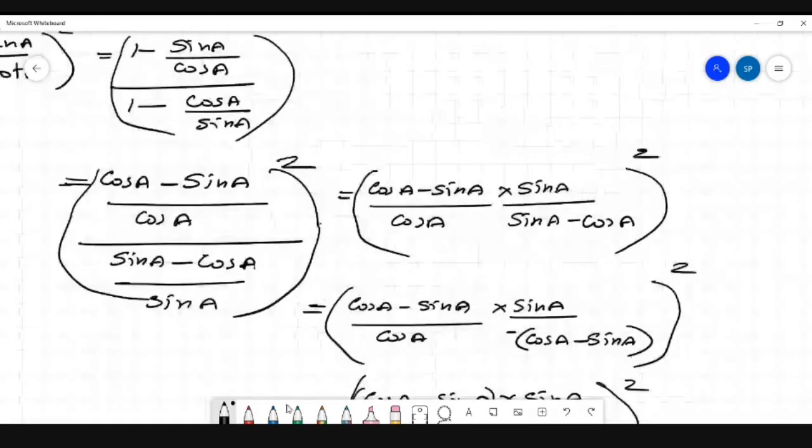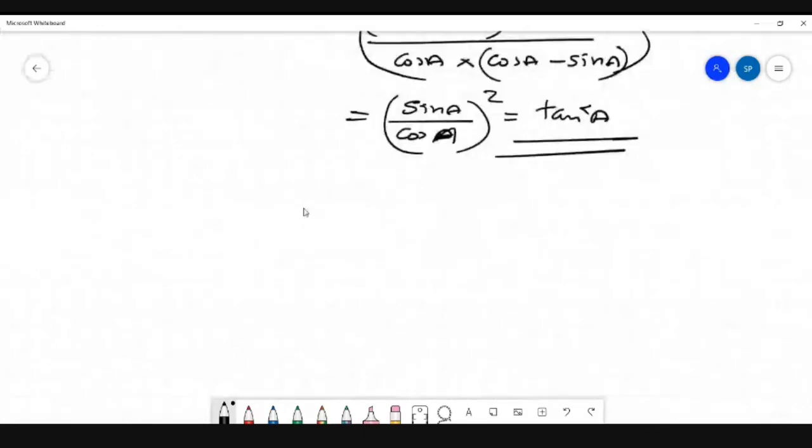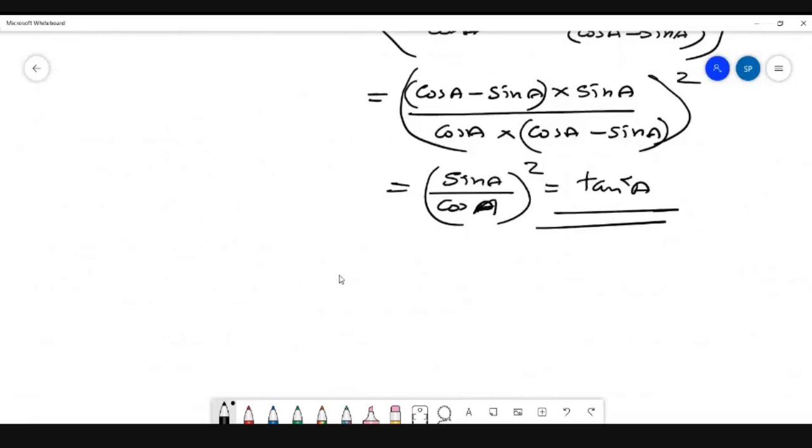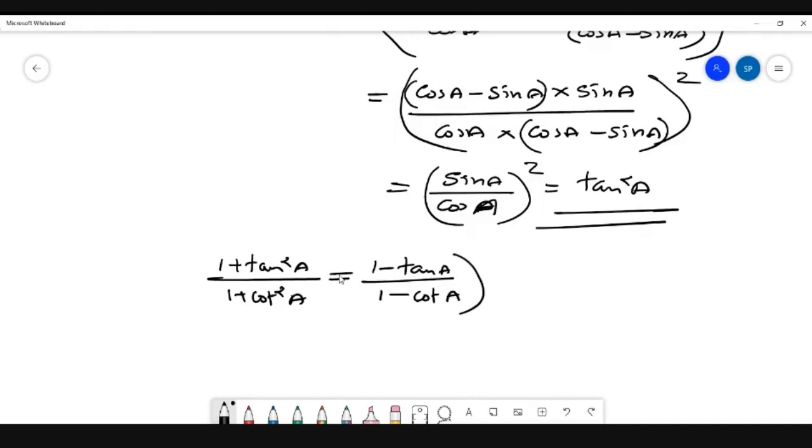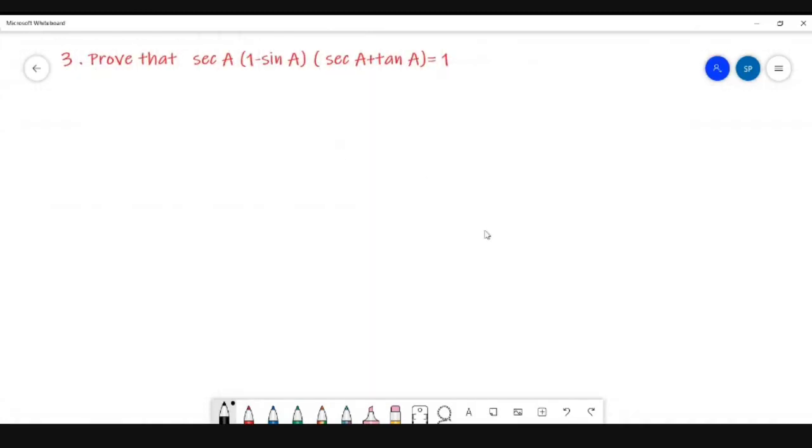Now we proved again, all these three together you can write as (1 plus tan square A) by (1 plus cot square A) equal to ((1 minus tan A) by (1 minus cot A)) the whole square equal to tan square A. Both are simplified to tan square A. Okay, now let us do the third question.